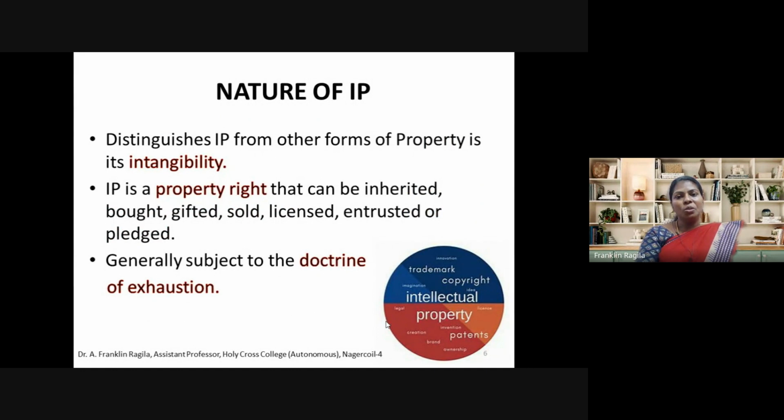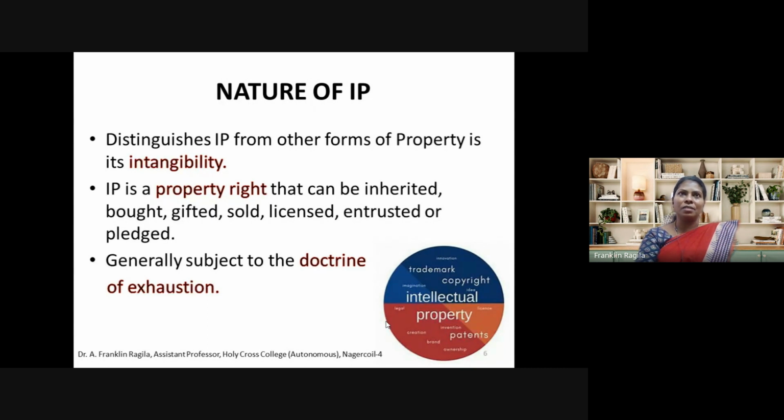The nature of IP is unlike other properties. For example, take movable and immovable property, whatever we possess in our life, like car, house, land, jewelry, etc. This IP cannot be felt, cannot be seen, and cannot be touched. So the main nature or characteristic of IP is its intangibility. And also the property right can be inherited.